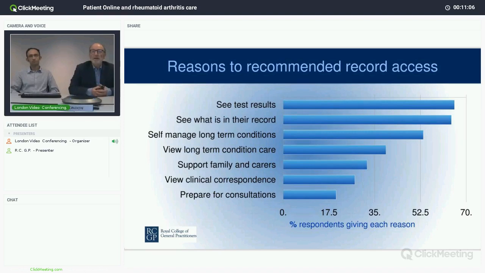Managing long-term conditions, helping patients manage long-term conditions and look at data, particularly about those long-term conditions, is a core use of patient online. Clearly, people with long-term conditions make up 50% plus of GP consultations. It's a lot of our work. Those patients are the ones who have a lot of contact with the practice, and patient online is most useful for them.